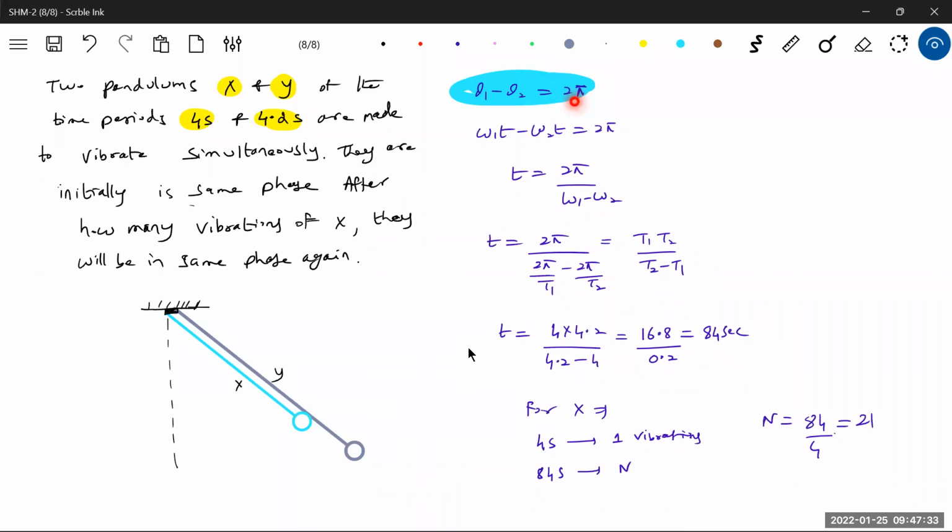But what was the question? After n vibrations of x, they'll be in the same phase. After n vibrations, if you write 4 pi, yes, 6 pi, it will be. "After" is used. If more than one option comes, then you have to go for 4 pi, 6 pi also. Since there is a single option, we are going for the least value.